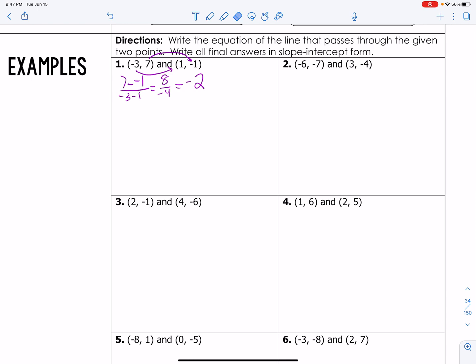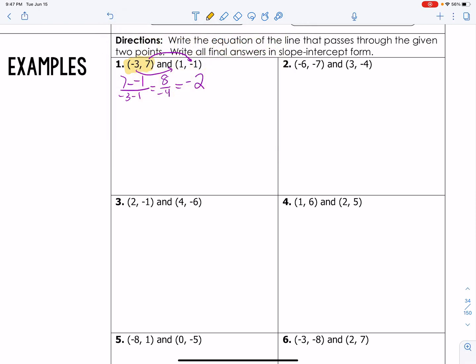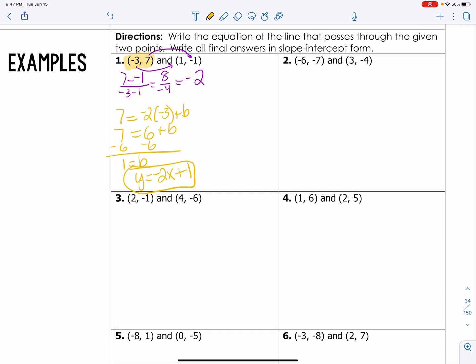So it does not matter which point I pick, and I'm just going to do this with y equals mx plus b. So I get 6 plus b, so I subtract 6, and my answer is 1, so y equals negative 2x plus 1. So I did the slope, and then I used the slope with y equals mx plus b, okay?